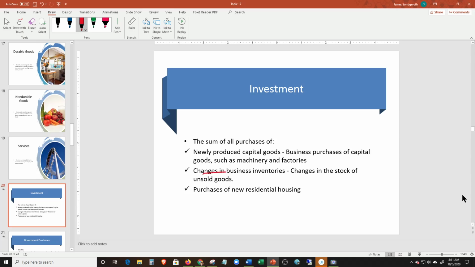Changes in business inventories. So we're going to have to include that investment. If something is produced but not sold in a year, it's an inventory, yet it has been produced, so we need to take account of it. So any change in inventory over the year, that will be it. And the construction of new residential housing, most of which is done by developers now, but a few people actually build their own homes. But that is a type of investment also, okay?